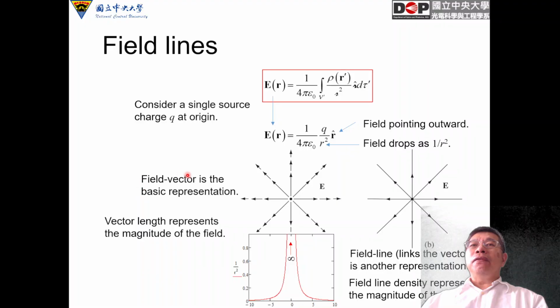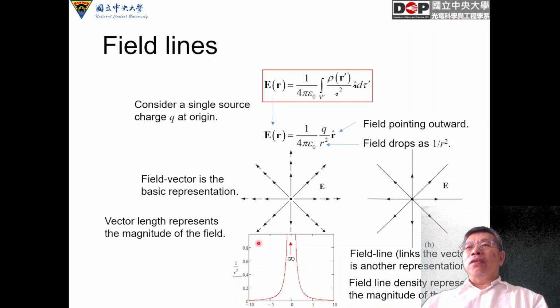Interestingly, the field is a vector, which is the basic representation, because at each point we use the electric field to represent it. The electric field has a direction and also a magnitude. So we use an arrow to represent it. The vector length represents the magnitude of the field. Of course, you know it.